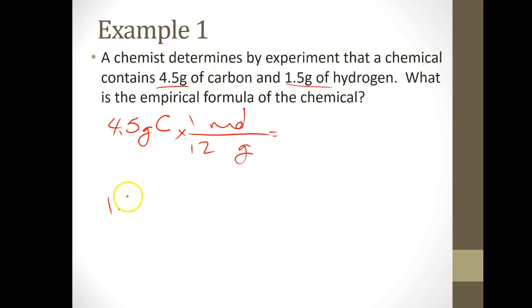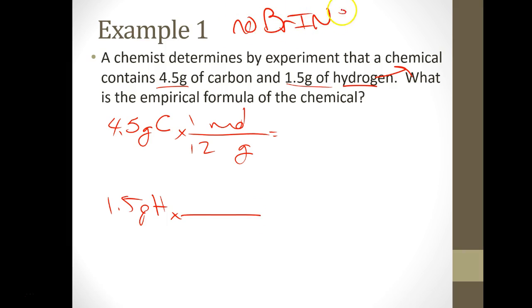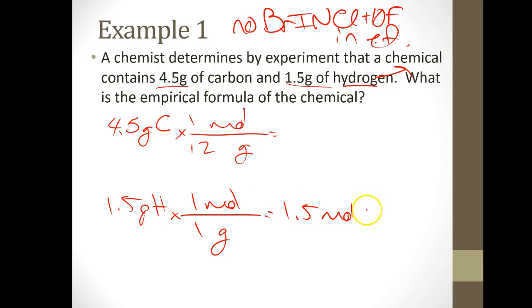Now here's the thing about hydrogen. Here, this hydrogen is part of a chemical compound. It is just H. It is not a Brinkelhoff element when it is in an empirical formula. There are no Brinkelhoffs in empirical formulas. Never. So it weighs 1 gram for 1 mole. So I have 1.5 moles of hydrogen. I do 4.5 divided by 12, and I get 0.375 moles of carbon. So I found the moles of everything.